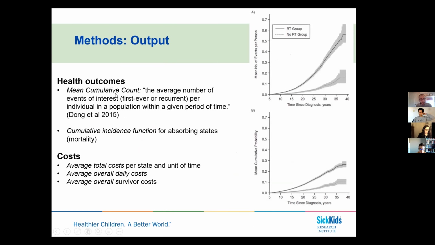For the health outcomes, we estimated mean cumulative counts for the average number of events of interest, and a cumulative incidence function for the absorbing states. And for the cost, we estimated average total cost per state and unit of time, and average overall daily cost and survivor costs. And this is an example on the right of how this cumulative count would look.